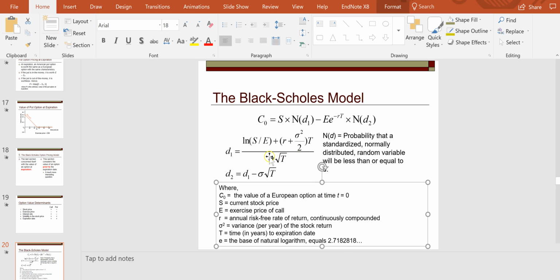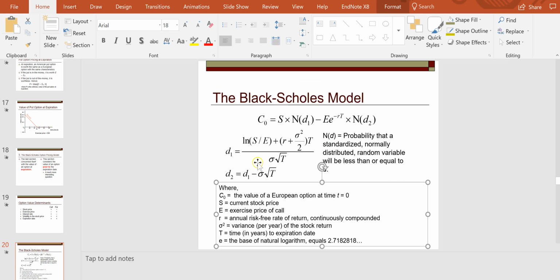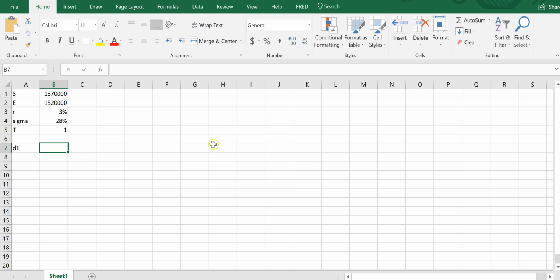Now we have all the inputs we need in order to calculate D1. After we get D1, we can also get D2 based on the same inputs. So now we have basically everything we need in order to calculate the option value, the option price. First, we try to get D1. D1 involves a logarithm. In Excel, the natural logarithm of a number is ln. So we type ln.